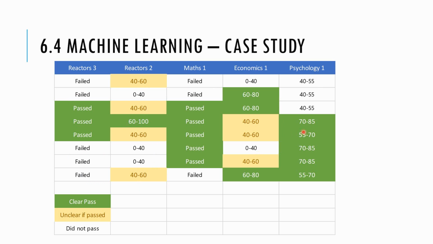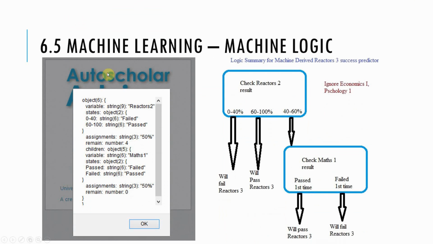and fails in here. And the algorithm that we are using to try and fit this is, in machine learning, a general area of classification, and it's an identification tree that we are trying to generate here. So if we run that through the algorithm, the AutoScholar Advisor returns for us this kind of result, which we can interpret graphically this way. So according to that result, it's telling us, just ignore economics and psychology. They don't seem to play a role in predicting the Reactors 3 result. Whereas we should be looking at Reactors 2 results.